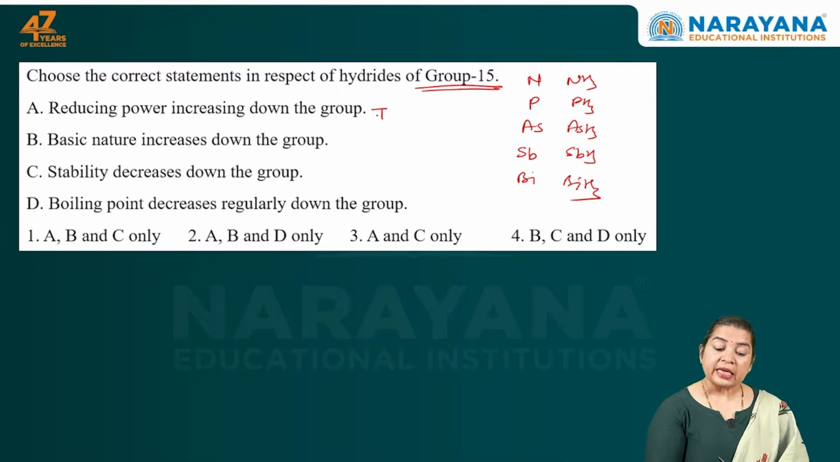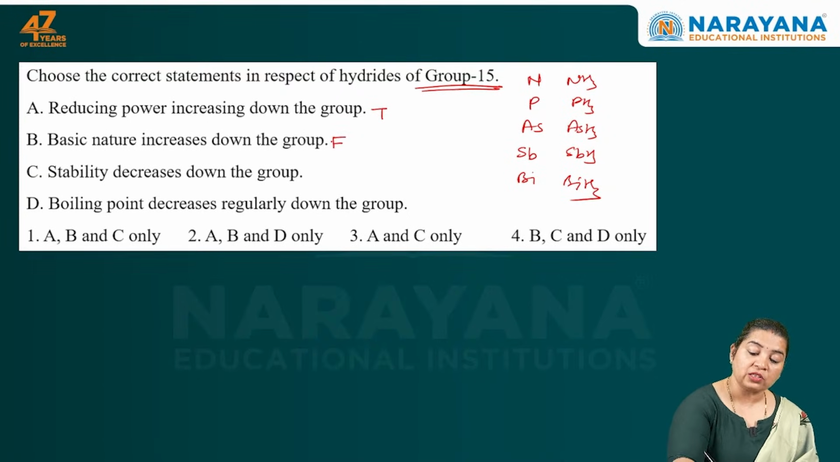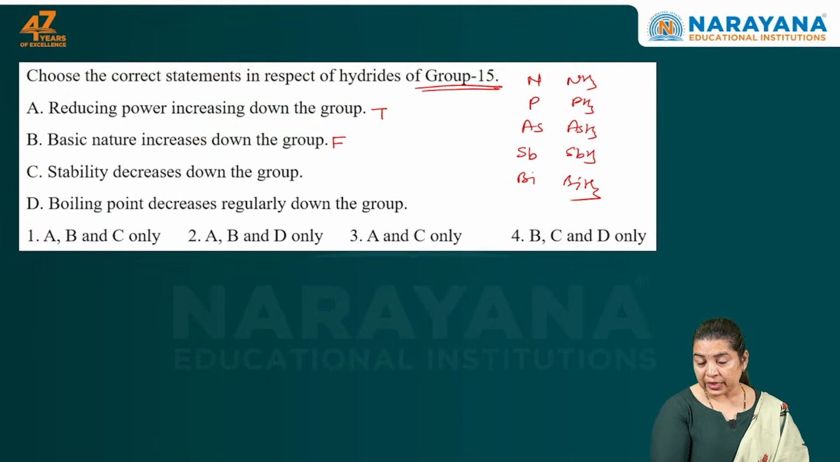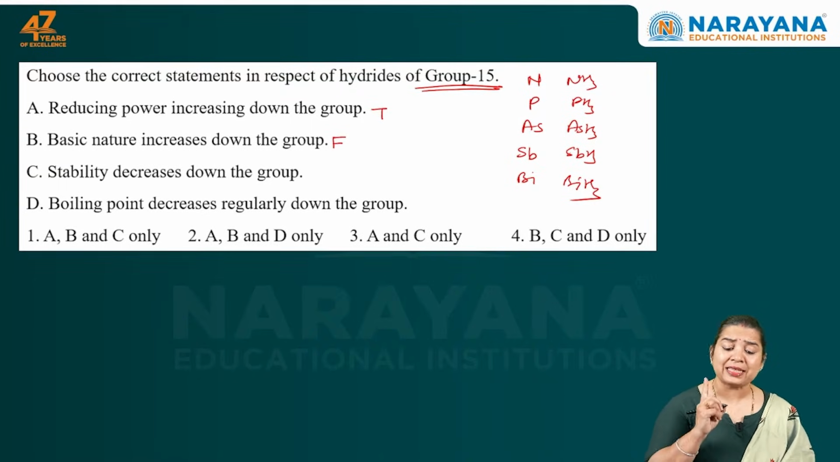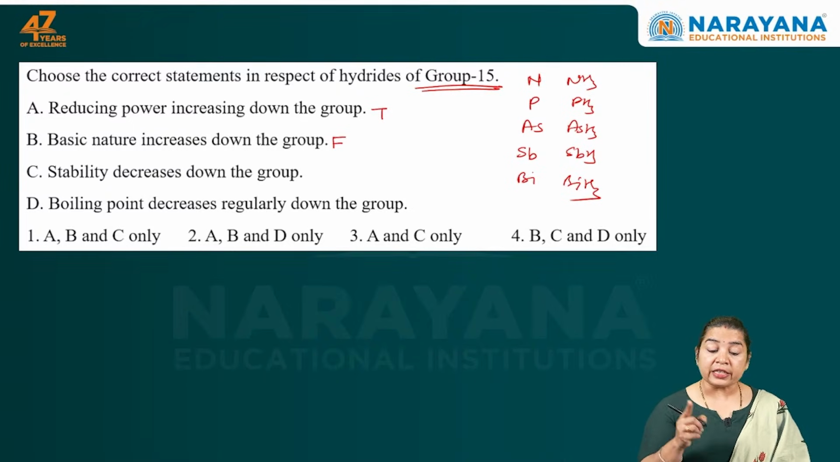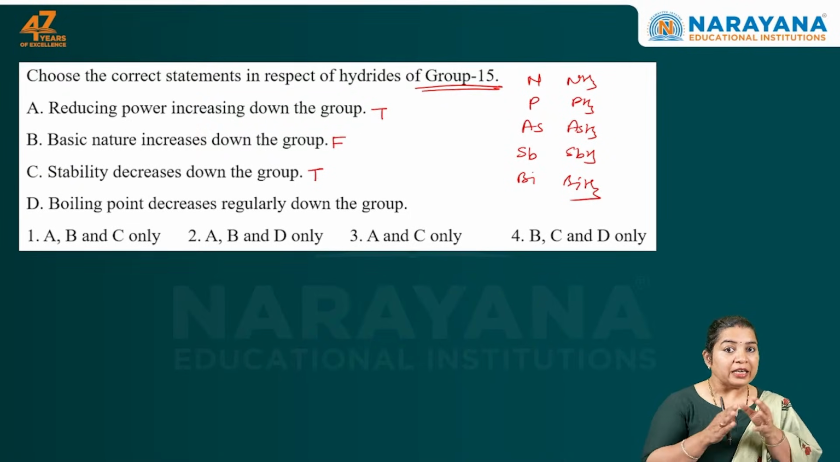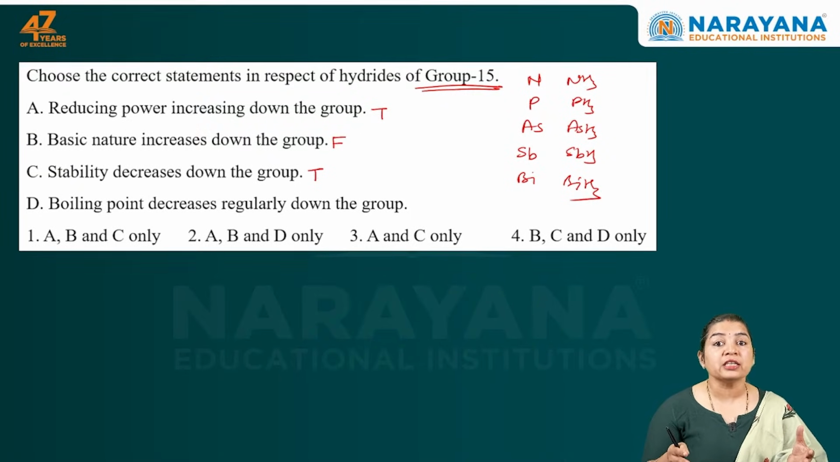Basic nature increases down the group is a false statement. Why? Because the Lewis basic nature in group 15 increases with increased charge density, or increased lone pair density, on the central atom. So ammonia is a better Lewis base than phosphine or anything further down the group. So statement B is false. Stability decreases down the group is again a true statement, because as we go down the group, the difference in energy between the central atom and hydrogen increases and the bond becomes more and more unstable. So statement C is correct.